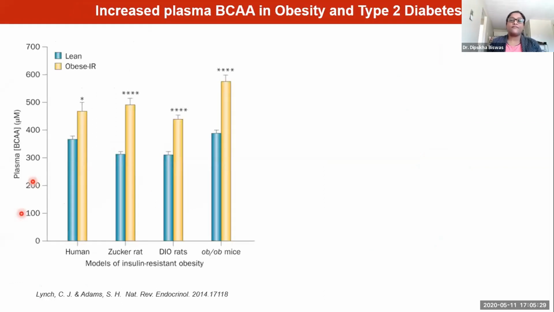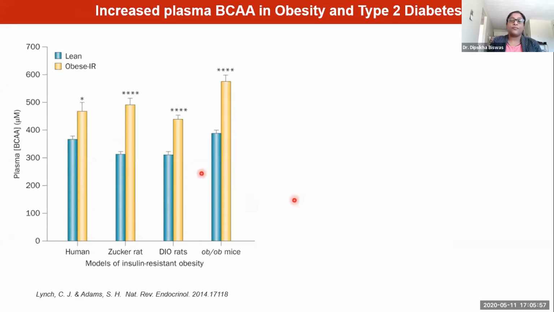Although BCAAs have beneficial effects under negative energy conditions, chronic increases in circulating BCAAs have emerged as a biomarker for several obesity-associated metabolic diseases over the past decade. Indeed, increased plasma BCAA levels have been associated with obesity and insulin resistance in humans, Zucker fatty rats, diet-induced obese rats, as well as leptin-deficient ob/ob mice.